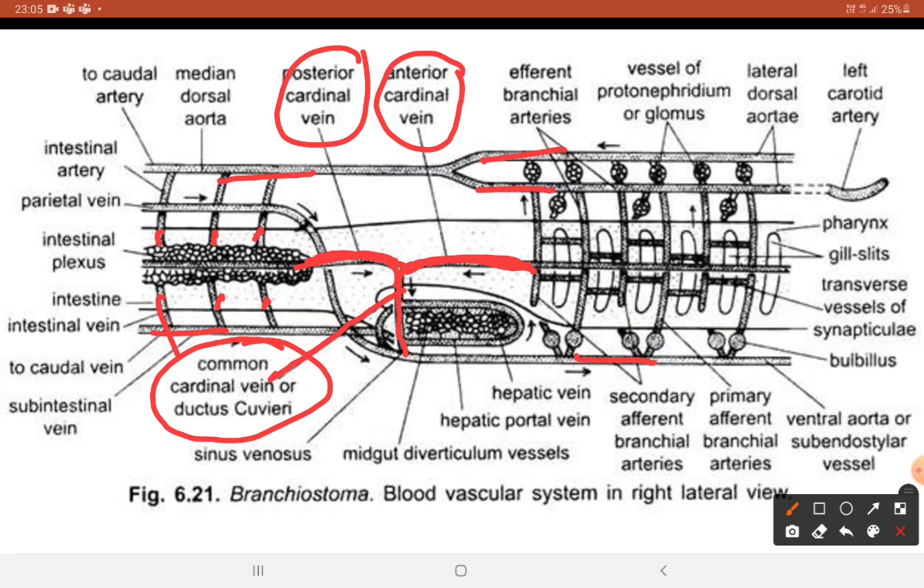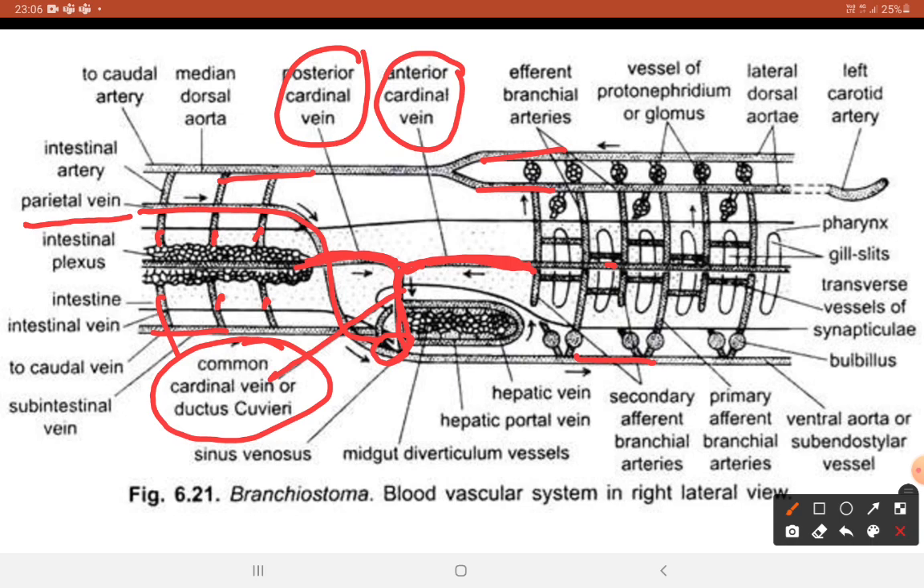Now the two ductus cuvieri then run down through the atrium to join the sinus venosus. Right? Now the next one is the parietal vein. This parietal vein collects blood from the dorsal body wall, and the parietal veins, one on either side, run above the intestine and then turn ventrally to join the sinus venosus.